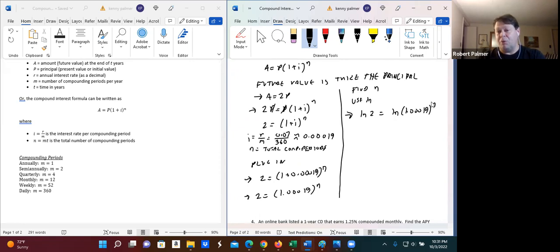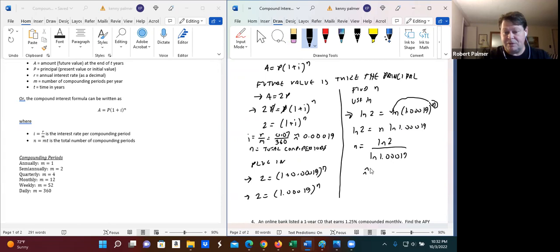Well, remembering our rules of logarithms, I can bring this exponent down front, and now I'll have the natural log of 2, which is just a number. Then we have n times the natural log of 1.00019. Now, I can also divide both sides by this. The natural log of this is also just a number. So if I divide both sides by that, I have n is equal to the natural log of 2 divided by the natural log of 1.00019. We'll use Desmos to help us approximate this.